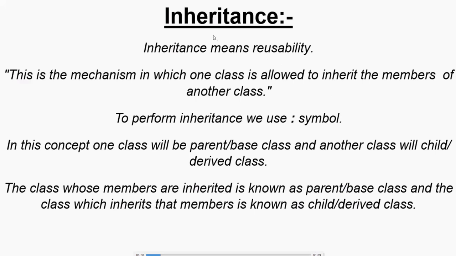Today we will learn what is inheritance, C# inheritance. Inheritance means reusability, code reusability. It is the mechanism in which one class is allowed to inherit the members of another class. For inheritance we should have at least two classes, but we can have more than two. There is no limit, but at least we should have two classes. To perform inheritance we use this symbol.